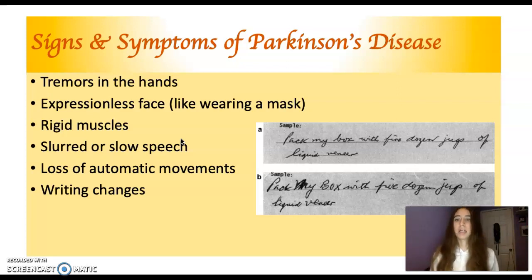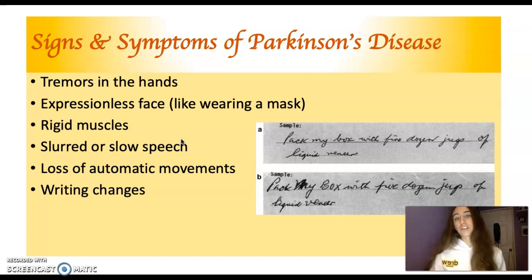Some symptoms are tremors in the hand, so shaking of the hand like this, and an expressionless face. It's like wearing a mask, and what I mean by that is they're always going to have the same face on because it is hard for them to move their face muscles, so it'll be like this for most of the time. They're going to have rigid muscles, so it's going to be really hard to walk, and like I said, it's really hard to move the muscles in their face.